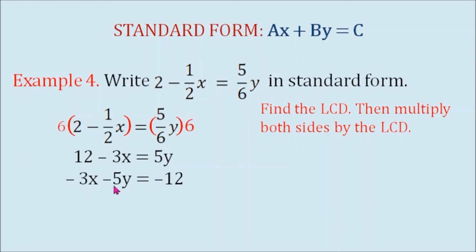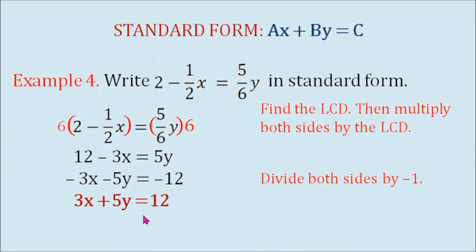Negative 3x minus 5y equals negative 12. It is not in standard form yet because a here is negative 3. To change this negative 3 to positive 3, we can either multiply both sides of the equation by negative 1 or divide both sides by negative 1. Now dividing both sides by negative 1 will just change all the signs we have. So our answer here is 3x plus 5y equals 12.